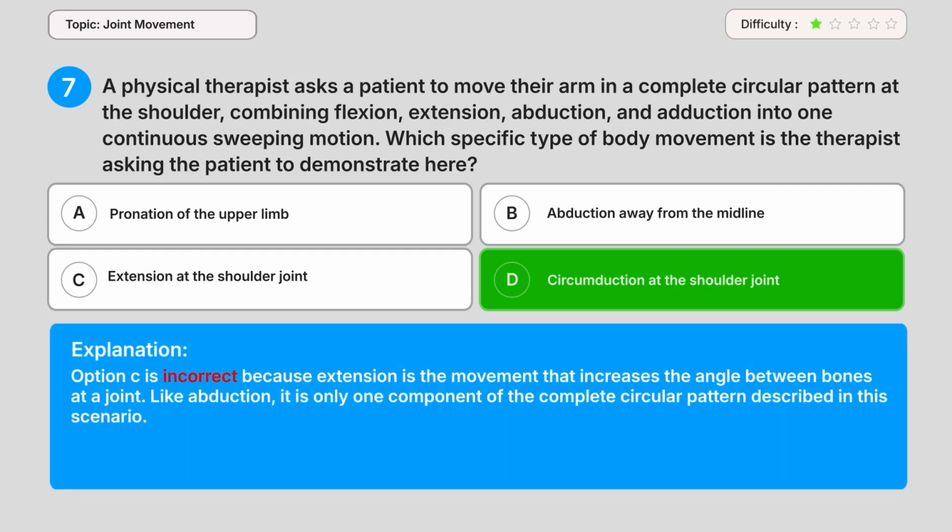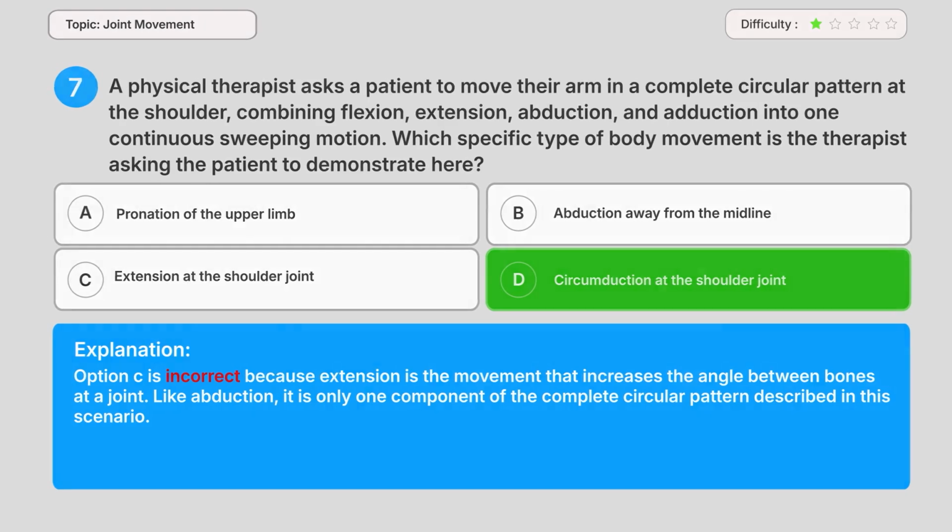Option C is incorrect because extension is the movement that increases the angle between bones at a joint. Like abduction, it is only one component of the complete circular pattern described in this scenario.